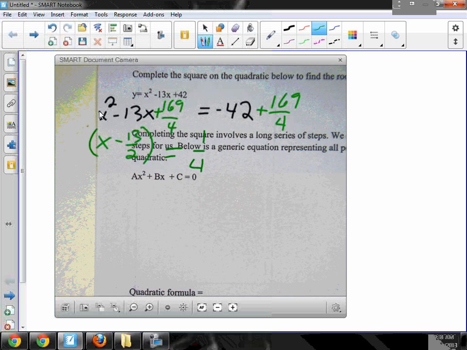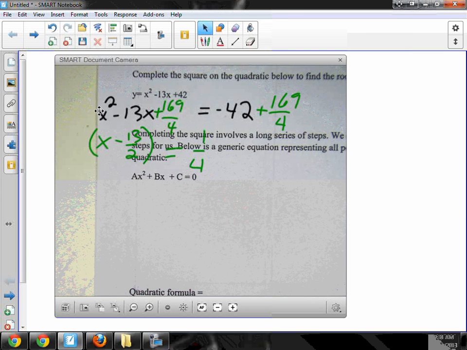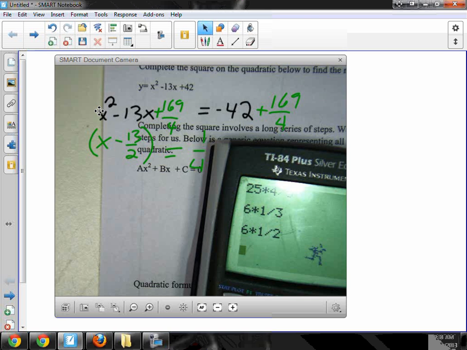If you plug, yeah, I don't think it's negative. Let me double check, I don't remember. So negative 42 plus 169.